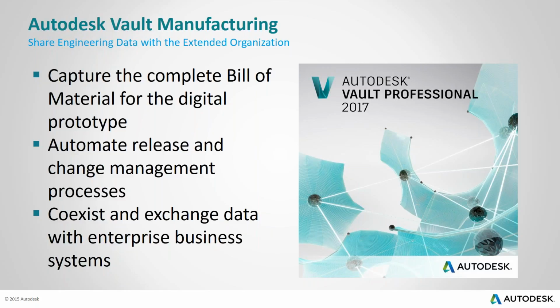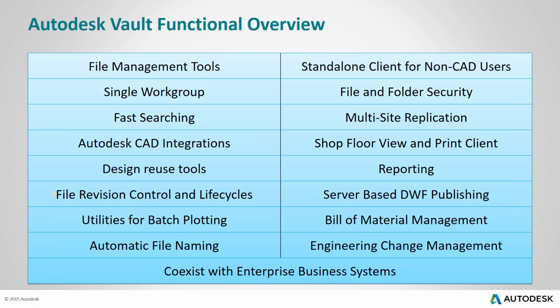So Vault is a system that not only manages your work in progress data and data that has been released, but it also manages changes, and you can keep a record of change orders. At the end of, let's say, a financial year, you want to find out what are the causes which contributed to change orders throughout the year. You can really track that back. And finally, it can coexist and exchange data with enterprise systems, as I mentioned earlier, such as the ERP system.